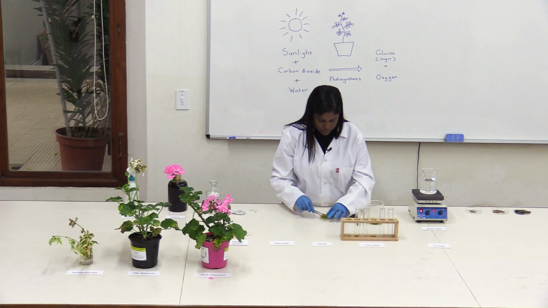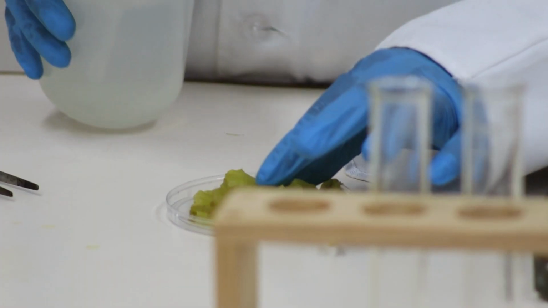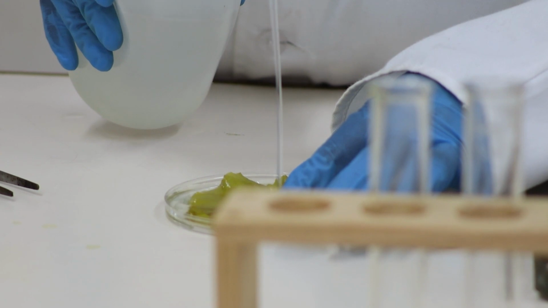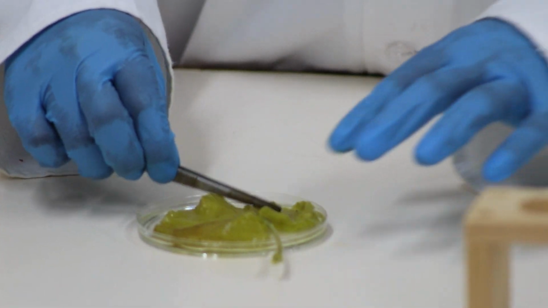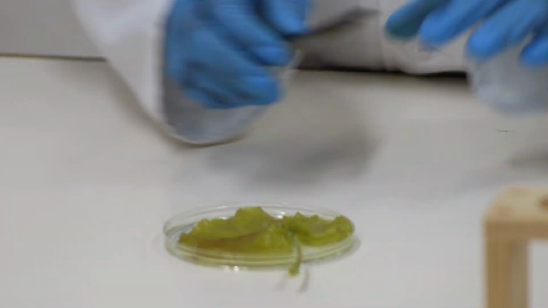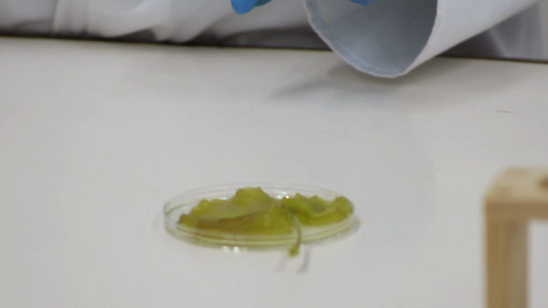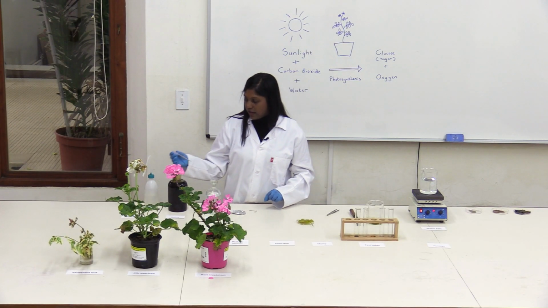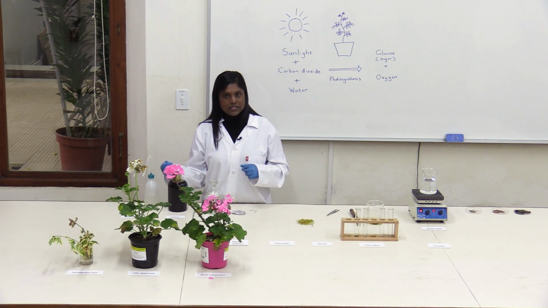And what you now want to do is to just add a few drops of water to rehydrate the leaf. Okay, the leaf is now ready for the iodine solution. So this is the iodine. Remember that iodine changes color in the presence of starch.